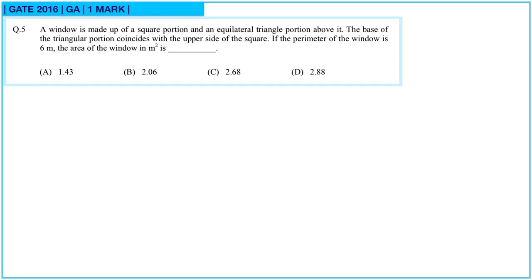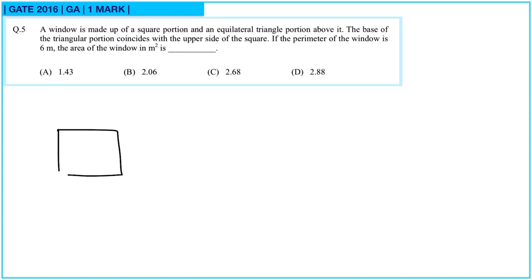Question number 5. A window is made up of a square portion and an equilateral triangle portion above it. The base of the triangular portion coincides with the upper side of the square. If the perimeter of the window is 6 meter, then the area of the window in meter square is.